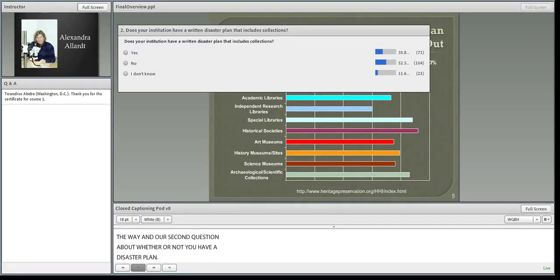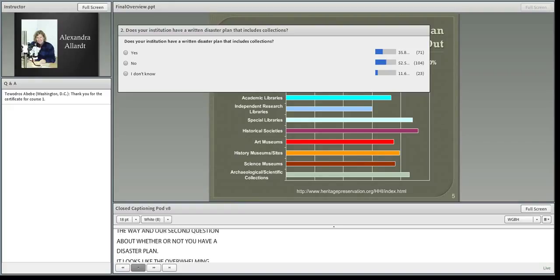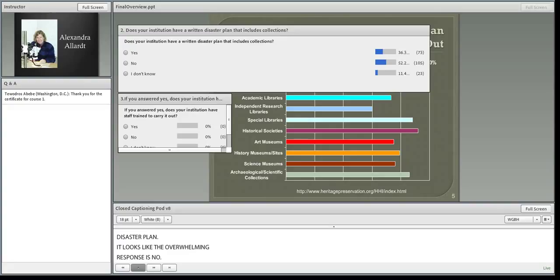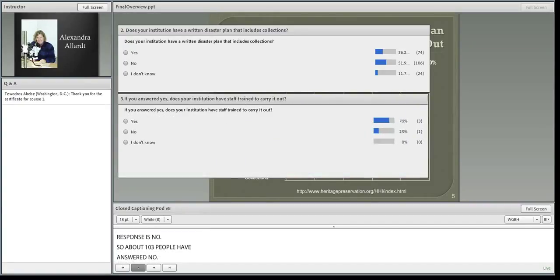So our next question, if you answered yes to the first one, so our 106 people, does your institution also have staff trained to carry it out? And we'll go ahead and let you have an opportunity to fill that out. And it's a mix. It looks like a pretty good split between yes and no.